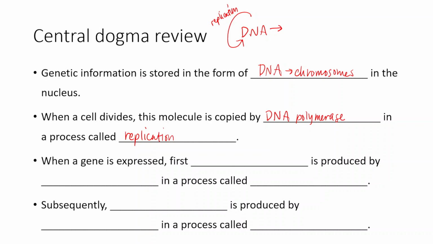But then if we want to express that gene, DNA has to turn into a different type of molecule. What molecule is that? Yeah, I heard someone say RNA. Thank you, everyone. Yeah, so we make RNA. And what enzyme helps us make RNA? Yeah, exactly.